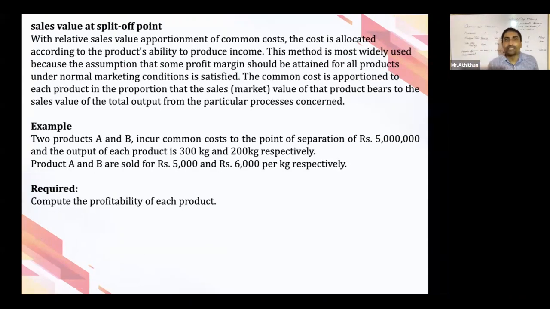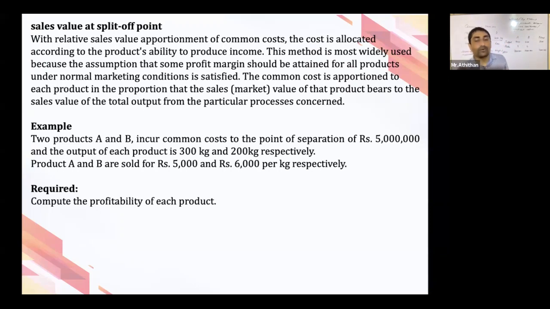Sales value at split off point, and now further processing sales value. So we have to decide what is the sales value of each product before further processing. That means at the split off point, no further process cost is considered. With relative sales value apportionment of cost, the cost is allocated according to the product's ability to produce income. This method is most widely used because the assumption that some profit margin would be attained for all products under normal marketing condition is satisfied, right?